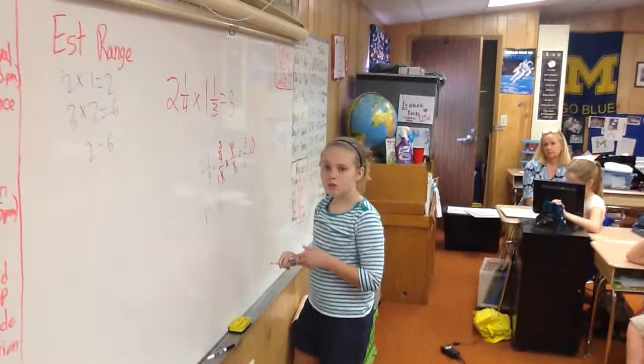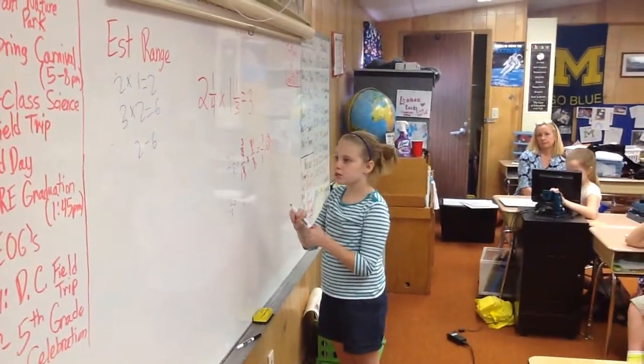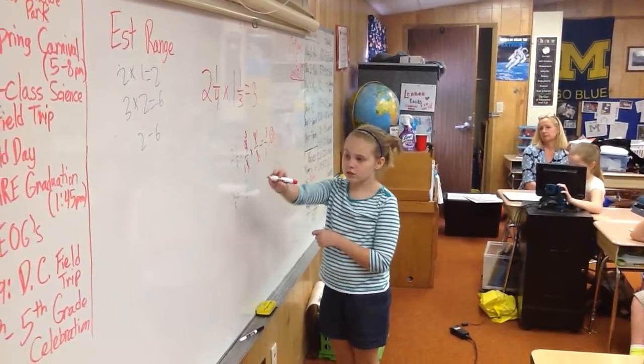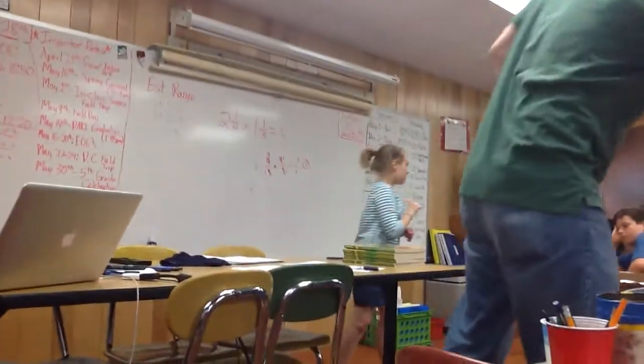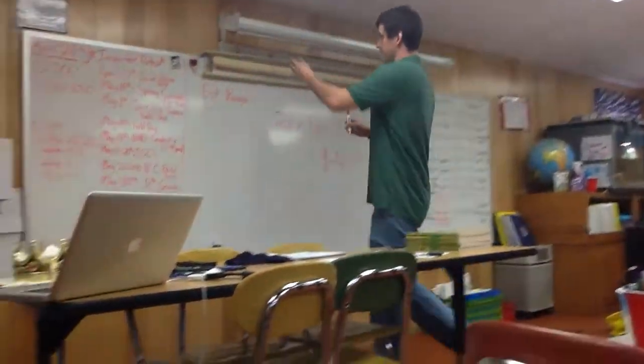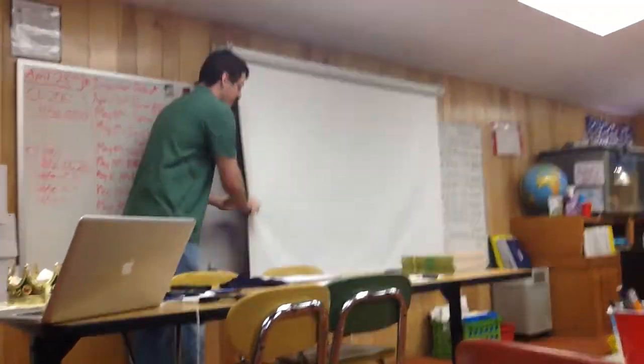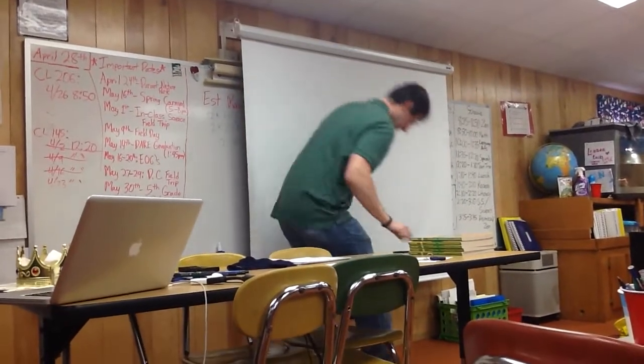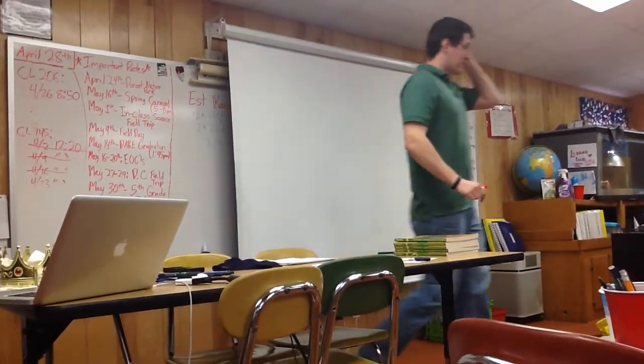So, Dylan, is that a reasonable answer? Yes, because it's between the range of 2 to 6. No, number 3. Here, Ethan, can you take that for a second? All right, let's see this in a word problem context, where we have word problems. All right, I got a new marker, sweet.